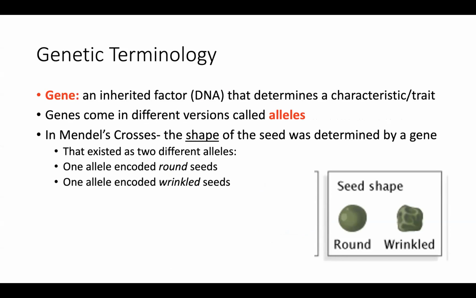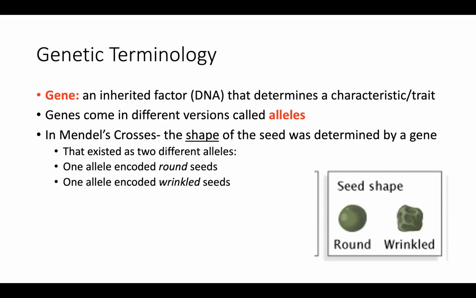What is a gene? A gene is an inherited factor. We're clear that this is DNA, right? A gene is an inherited factor that's going to determine a characteristic or trait. On the surface, we know that genes are just DNA, but as we're talking about inheritance now, we need to understand that this DNA contains information, and the information in this DNA is going to determine characteristics and traits about an organism or an individual.